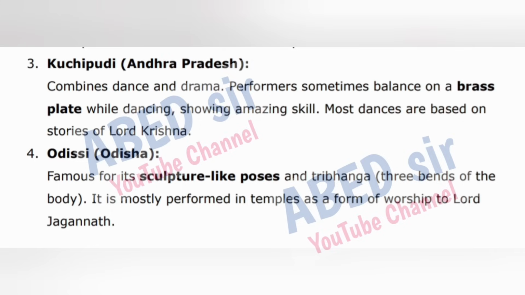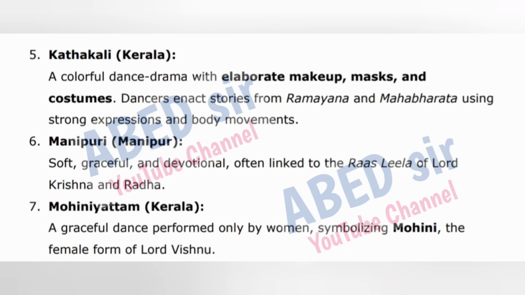4. Odissi, Odisha. Famous for its sculpture-like poses and tribhanga, 3 bends of the body. It is mostly performed in temples as a form of worship to Lord Jagannath. 5. Kathakali, Kerala. A colorful dance drama with elaborate makeup, masks, and costumes. Dancers enact stories from Ramayana and Mahabharata using strong expressions and body movements.